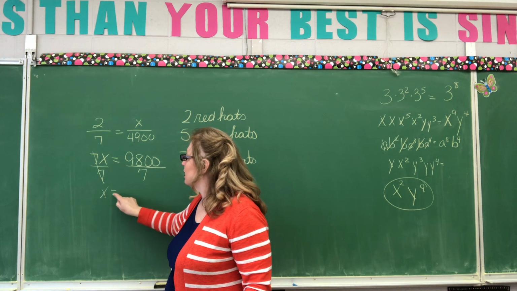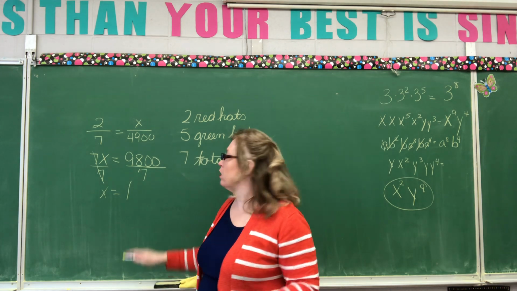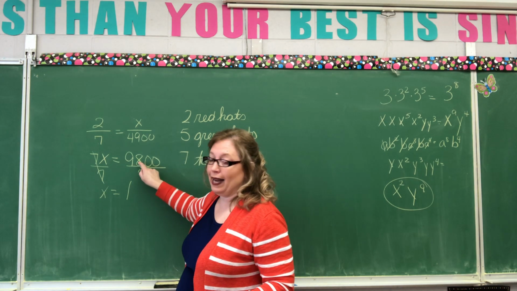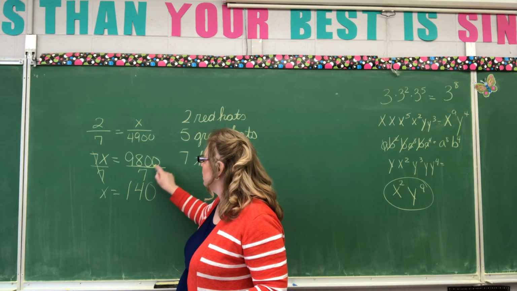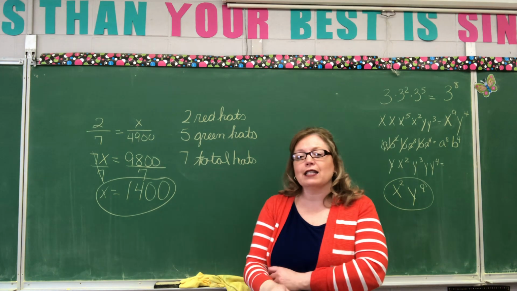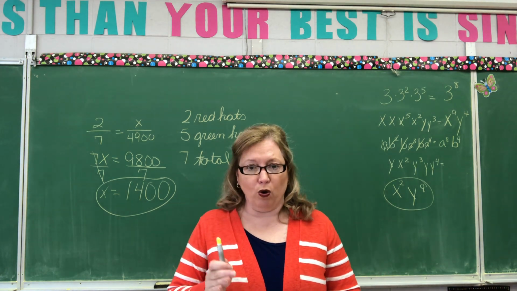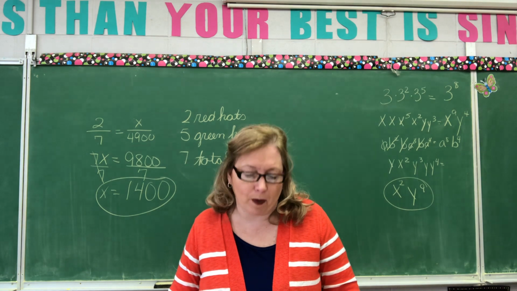This equals X. 7 goes into 9 one time with 2 left over, so 7 goes into 28 4 times. 7 goes into 0, and then 7 into 0. So the answer is, if there were 4,900 hats total, then 1,400 of them would be red.